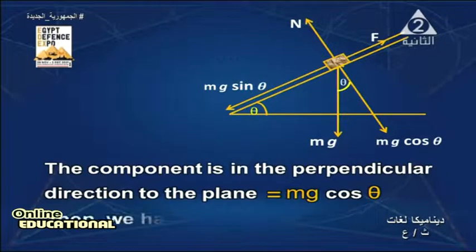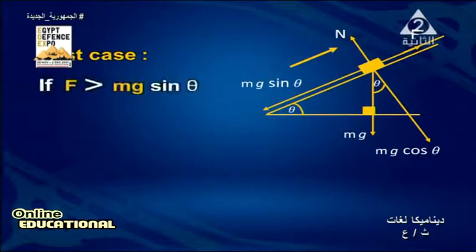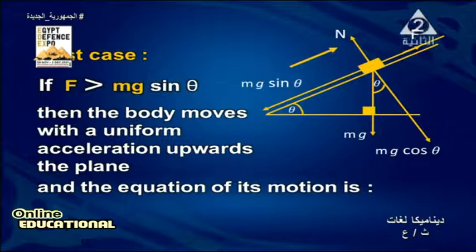Then we have three cases. The first case, if the magnitude of F is bigger than mg sine theta, the component of the weight in the direction of the plane downwards. In this case, the body moves with a uniform acceleration upwards the plane, and the equation of its motion is ma equals F minus mg sine theta, according to Newton's second law.